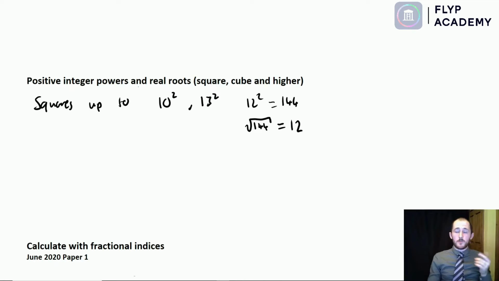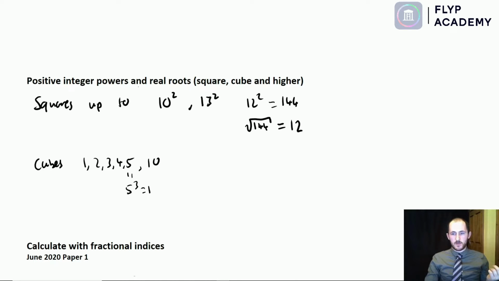Okay? With cube numbers, it's slightly smaller what they ask you to go up to. Some people say go up to 9, but the cubes that I've seen them come up are obviously 1, 2, 3, 4, 5, and also 10. Okay? So some people say go from 1 to 10. I've only really seen 1 to 5 and 10. Okay, so you should be able to recognize them. So again, that 5 cubed would give you 125. You're expected to work both ways. Okay? In terms of that, it's really about recognition.